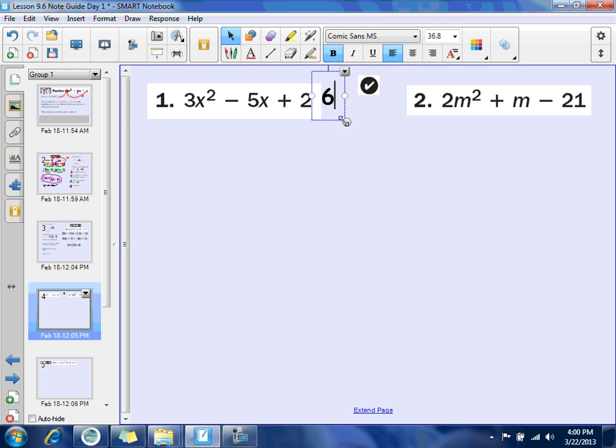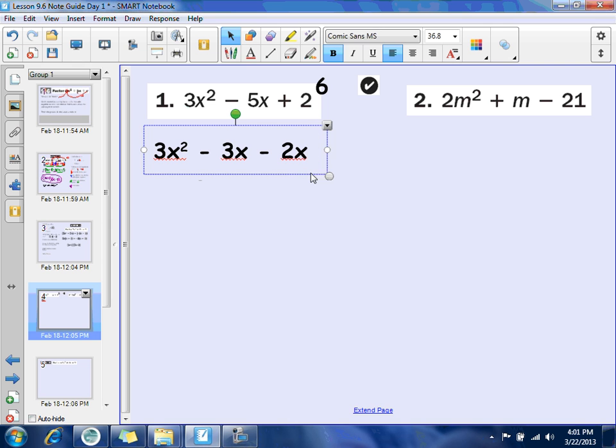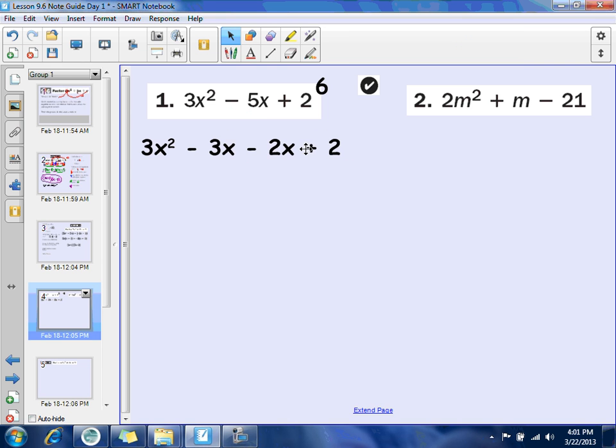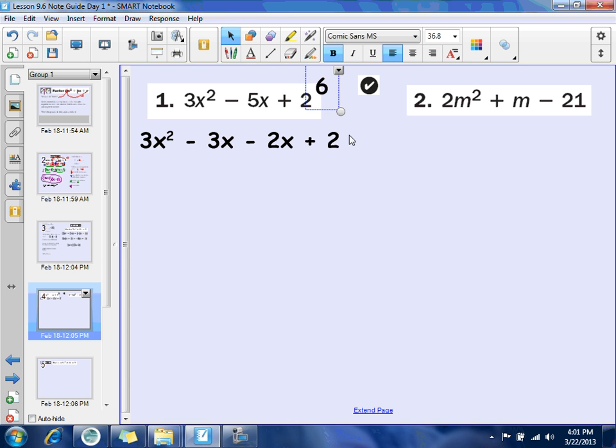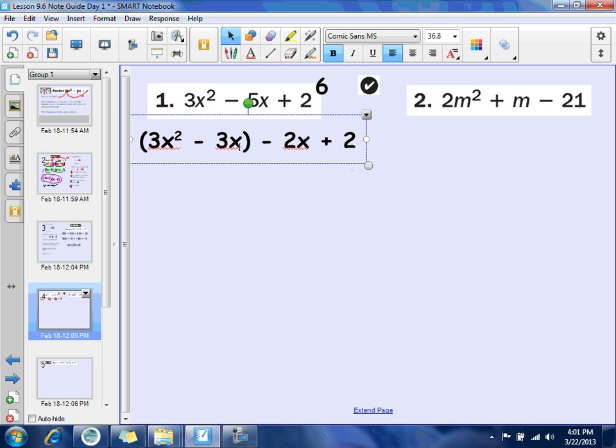I need two numbers that multiply to give me 6, but add to give me negative 5. So let's look at 3x squared minus 3x minus 2x, and then plus 2, because negative 3x plus negative 2x gives me that negative 5, but they multiply to be a positive 6. All right, now let's group the first two, and let's group the last two. I'm including that negative because that negative belongs to the 2x.